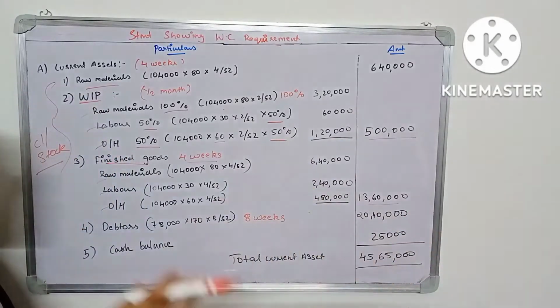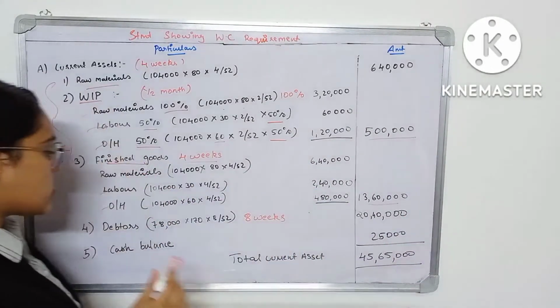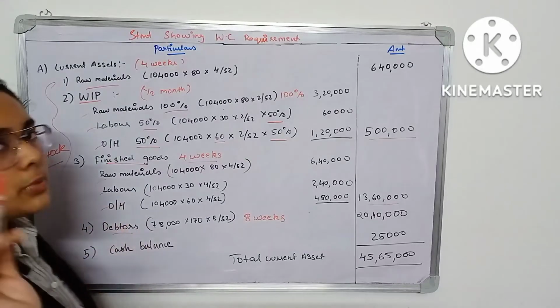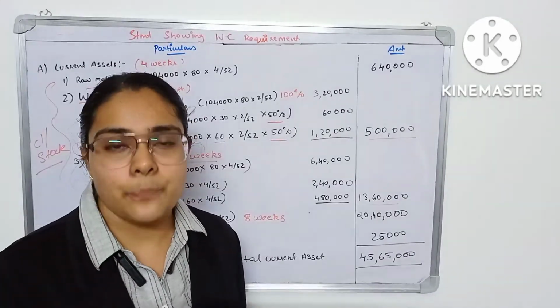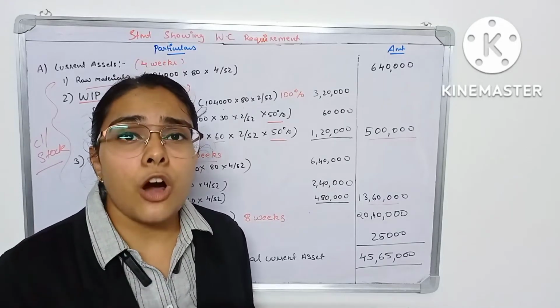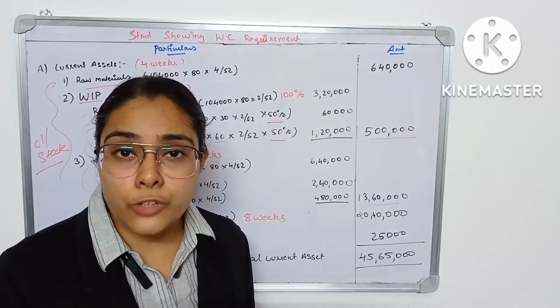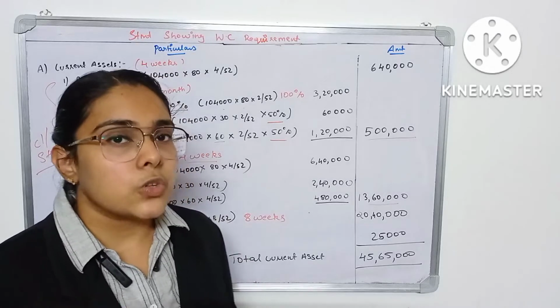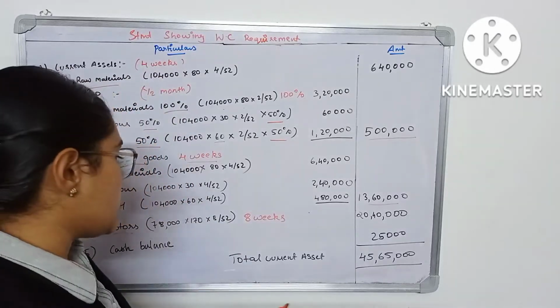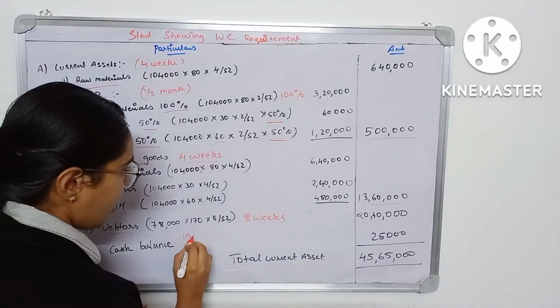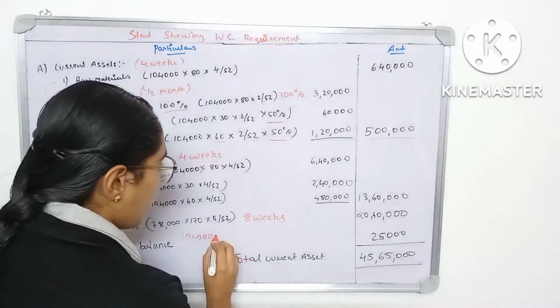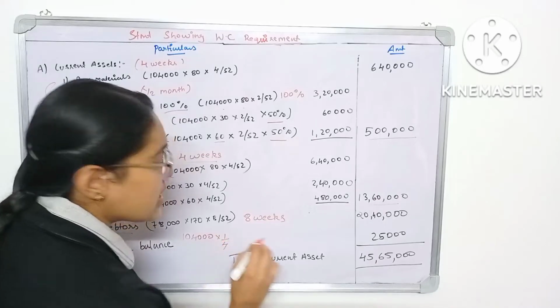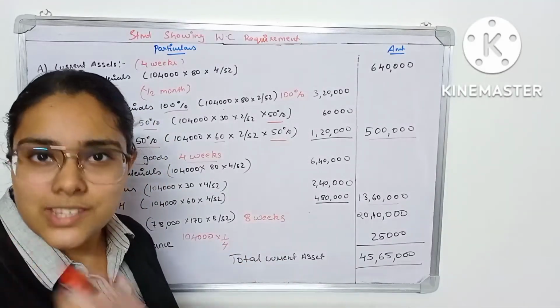Alright, now moving to the next item in current asset, which is your debtors. There you have some calculation. If you have noted down the question, please take a look at that. You can see that 1/4 of the output produced is sold for cash. The total amount of output produced was 1,04,000.